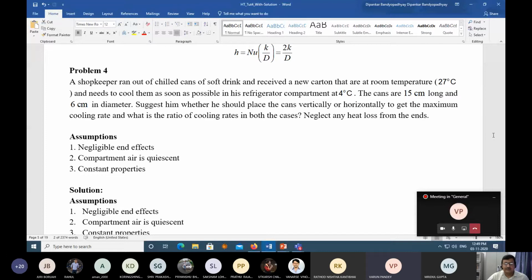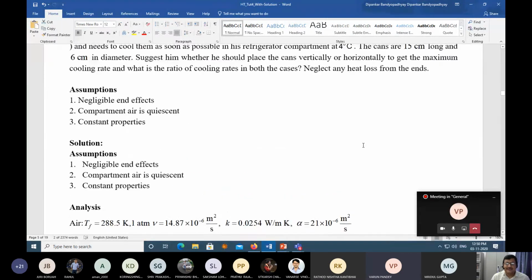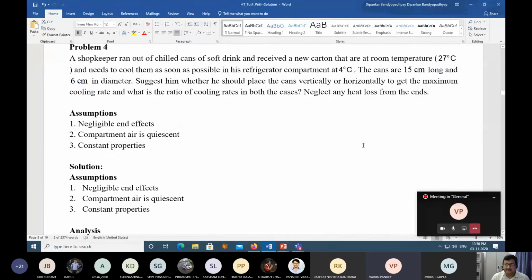Okay, so what type of problem is this? Sir, this is a convection problem where the heat loss is due to convection from the ends. What type of convection? Sir, I guess this is a free convection problem. There's no forced convection due to air blowing through a pump or something. So I guess this is free convection. So how do you get the cooling process for vertical and horizontal? What will be the difference in the cooling process?